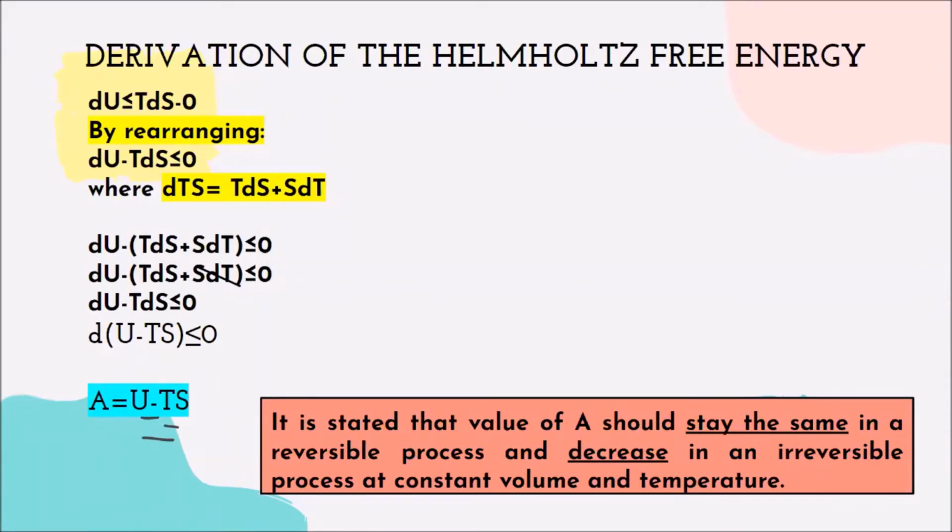Factorize that out, and now we will get the change in internal energy minus the product of temperature and entropy is less than or equal to 0. And internal energy minus the product of temperature and entropy is equal to A, where A is the Helmholtz free energy. It is stated that the value of A should stay the same in a reversible process and decrease in an irreversible process at constant volume and temperature. That's all from me. Thank you.